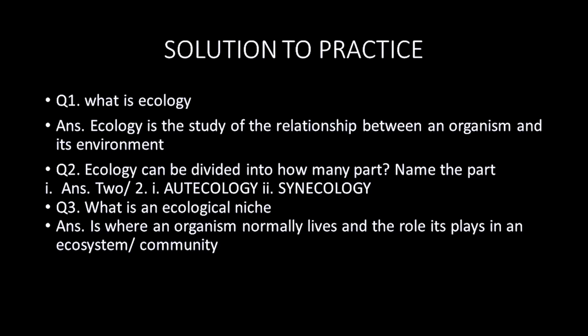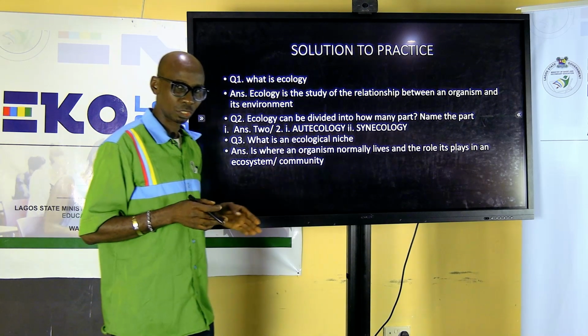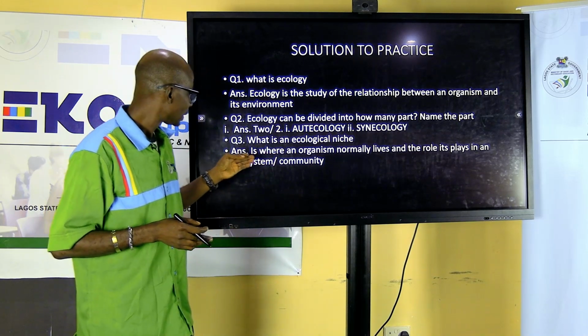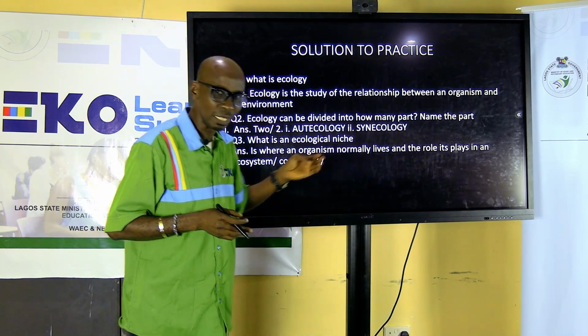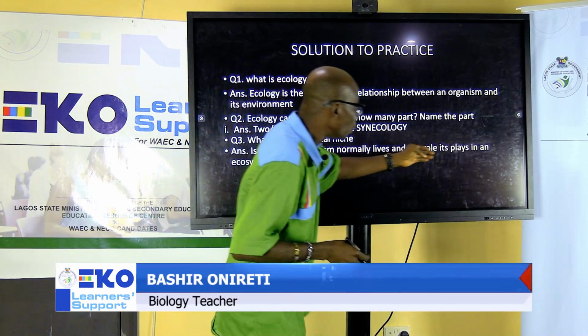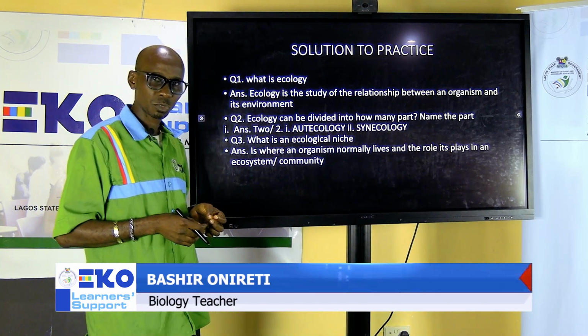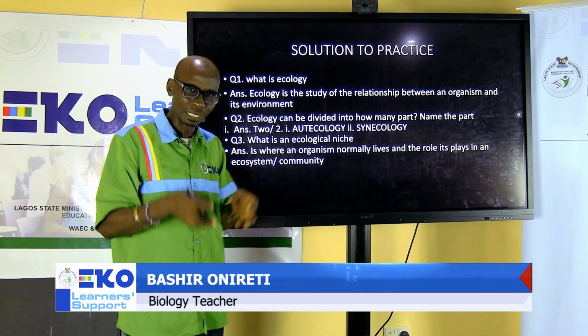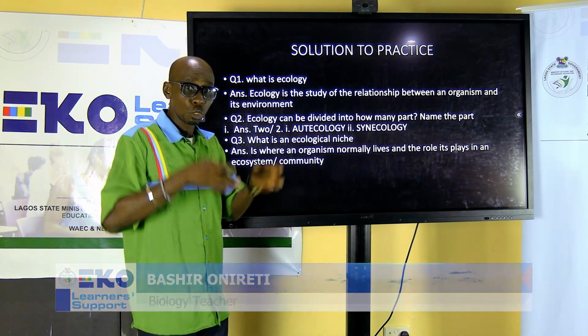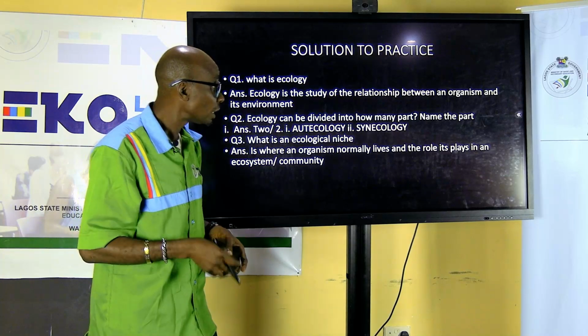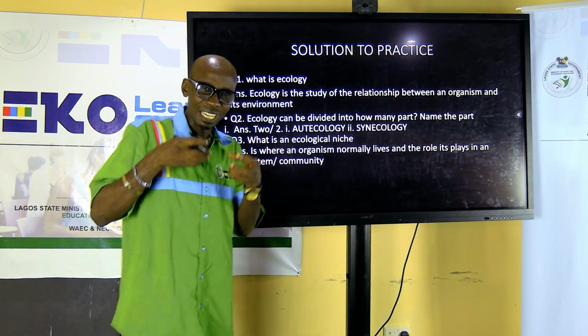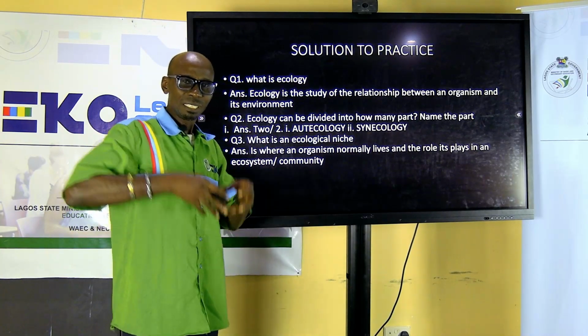The next one is, what is an ecological niche? This is a popular term in biology questions for WAEC and NECO. Ecological niche is where an organism normally lives and the role it plays in the ecosystem. Where can you find this organism? If you are looking for a caterpillar or butterfly, you will always find it on the leaf. What is the role? Is it a carnivore? Is it a consumer? Is it a producer?